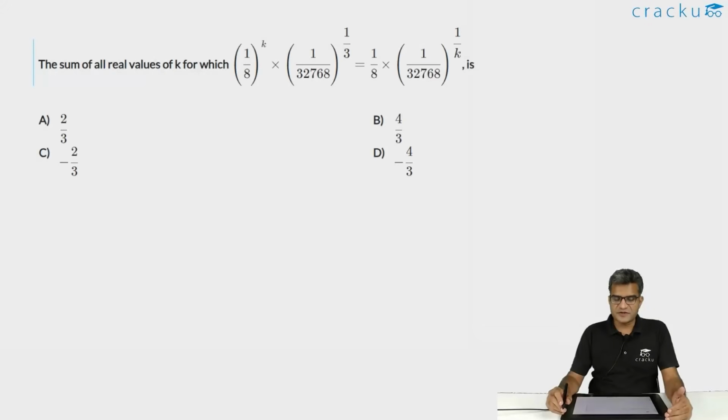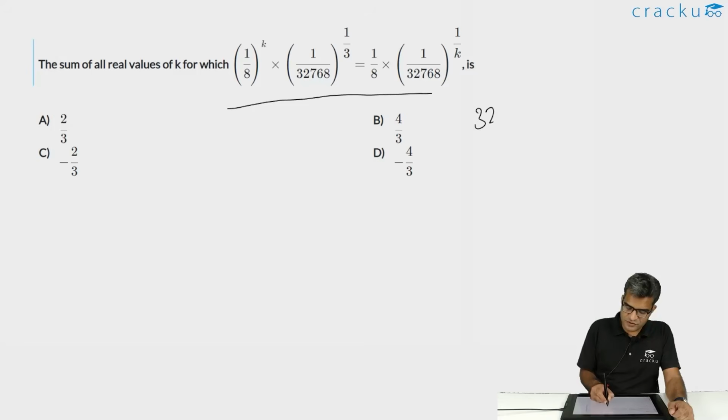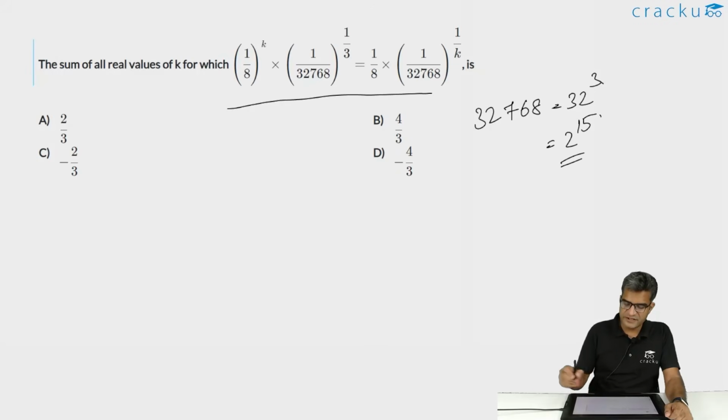In this question, we are asked to calculate the sum of all the real values of k for which this equation is satisfied. To solve this equation, one thing we need to know is the value of 32,768. 32,768 is equal to 32 whole cube. 32 itself is 2 to the power 5, so this is 2 to the power 15. That is something that we need to know to actually solve this question.